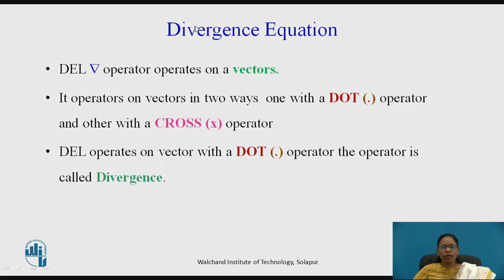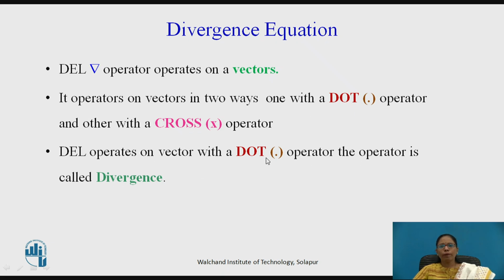Now let us go to the another operator, which is divergence. The del operates on vectors as well. Previous case in gradient we have seen that it operates on scalars and results in a vector, but here we look for a del operator which operates on vectors. It operates on vectors by two ways. One is with a dot operator, other is with a cross operator.